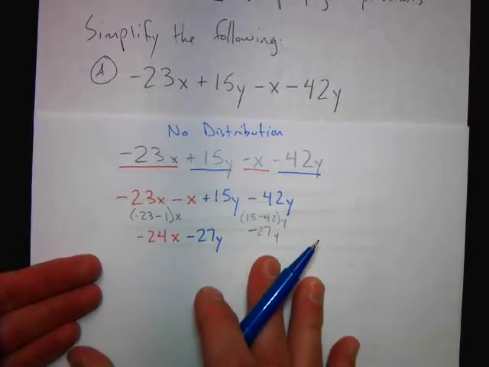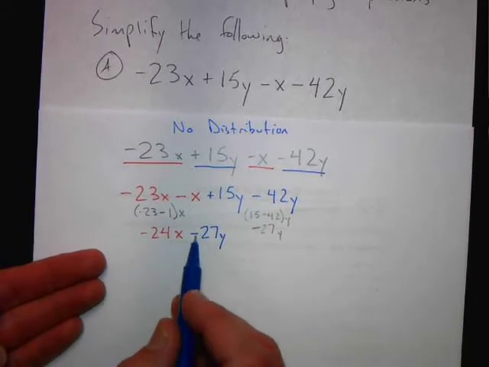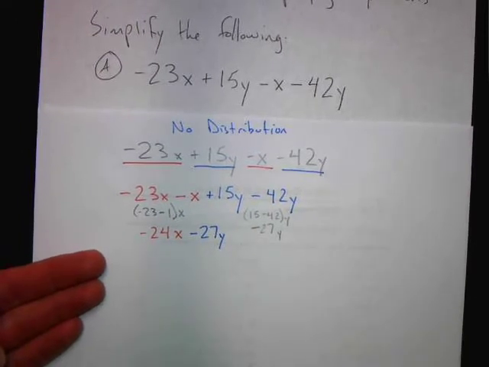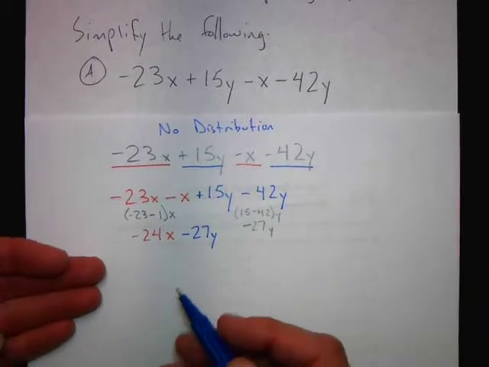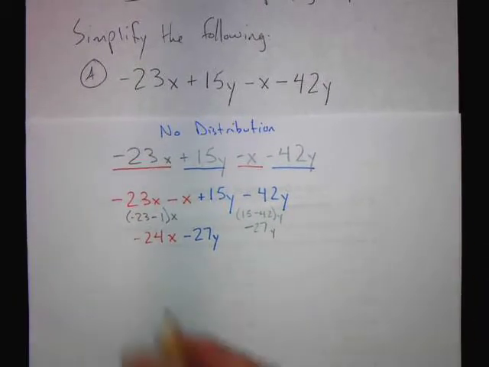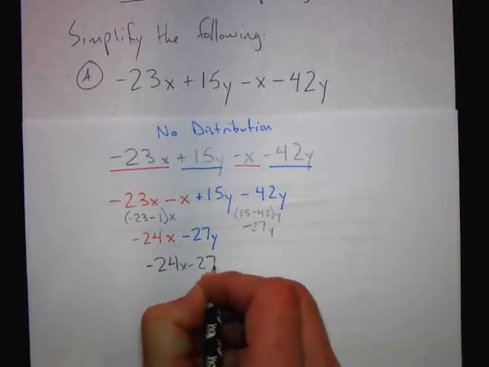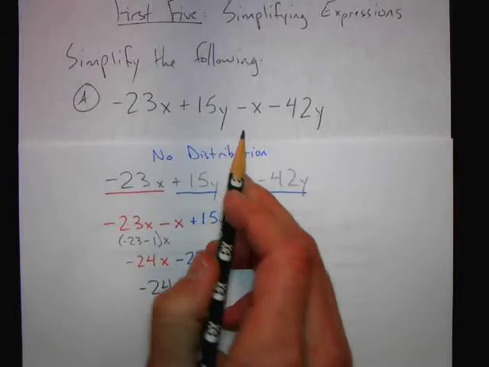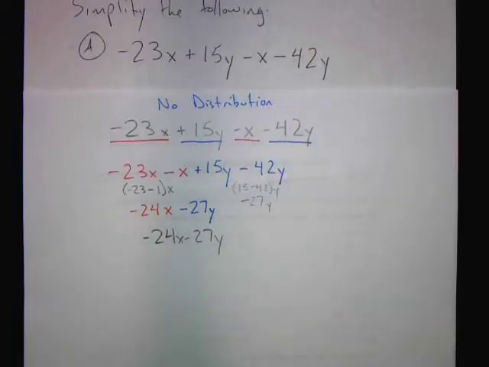The question is, are we done? Is there anything more that we can do? So we have negative 24x's minus 27y's. Just like we couldn't combine apples and cows, we can't combine x's and y's. So we are done. This is the most simplified version of the original expression that we had. So we had this expression, boils down to this. That's all we can do.